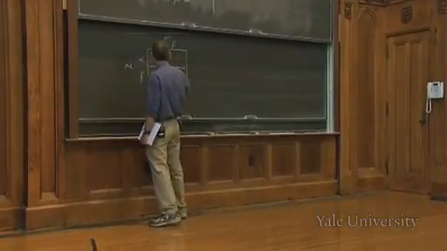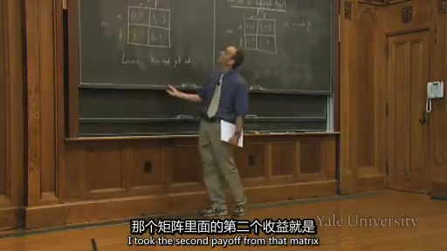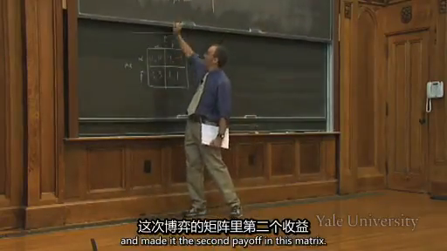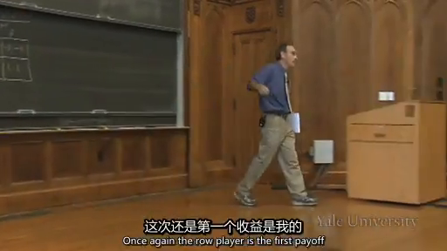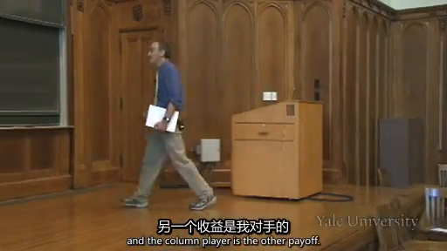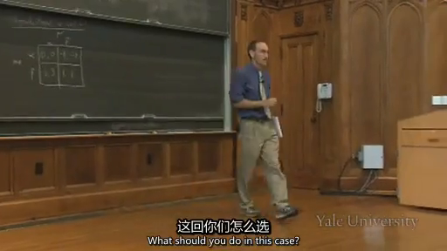0, -1, 3, 1. Okay, I took the second payoff from that matrix and made it the second payoff in this matrix. Everyone see how I did that? Once again, the row player is the first payoff and the column player is the other payoff. All right, what should you do in this case?